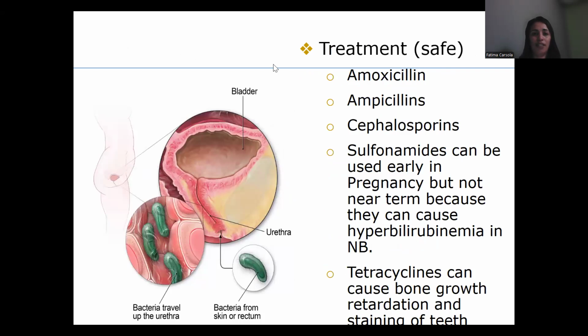So what will you do? Okay, for UTI, for safety, you could give Amox, ampicillins, cephalosporins. You could give sulfonamides, but not during the time that the baby is born because it could lead to hyperbilirubinemia in the newborn. And of course, tetracyclines could not be given because they could lead to congenital abnormalities of the baby, particularly bone growth retardation and staining of the teeth. Again, what is safe? Amox and ampicillins and cephalosporins.